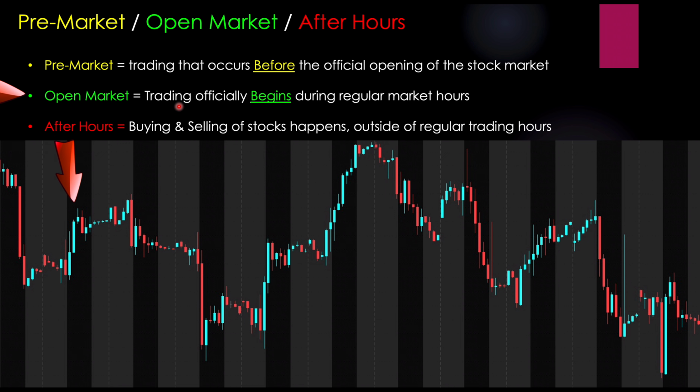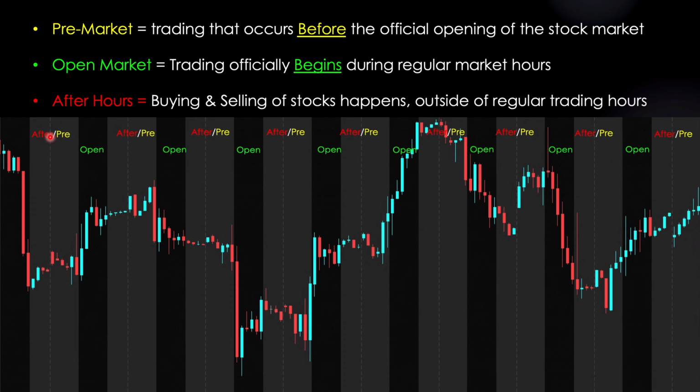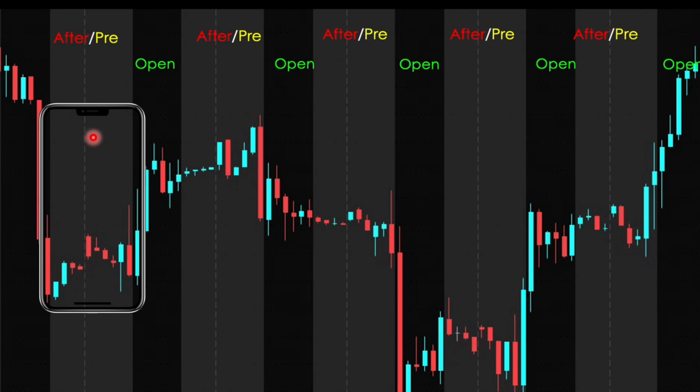And the open market is when trading begins during regular market hours, which is when we can start trading our option contracts. After hours is buying and selling of stocks that happens outside of regular trading hours, which is what we cannot do. We don't have the power to trade at those times. Now I already labeled them out here for you guys real simply, but you can see in the gray general area, these zones are the area that we cannot trade, the gray boxes.